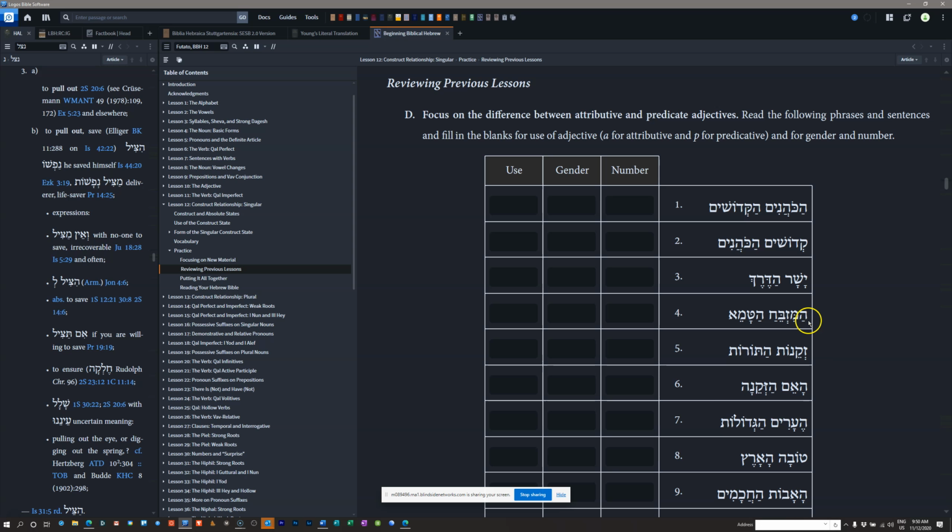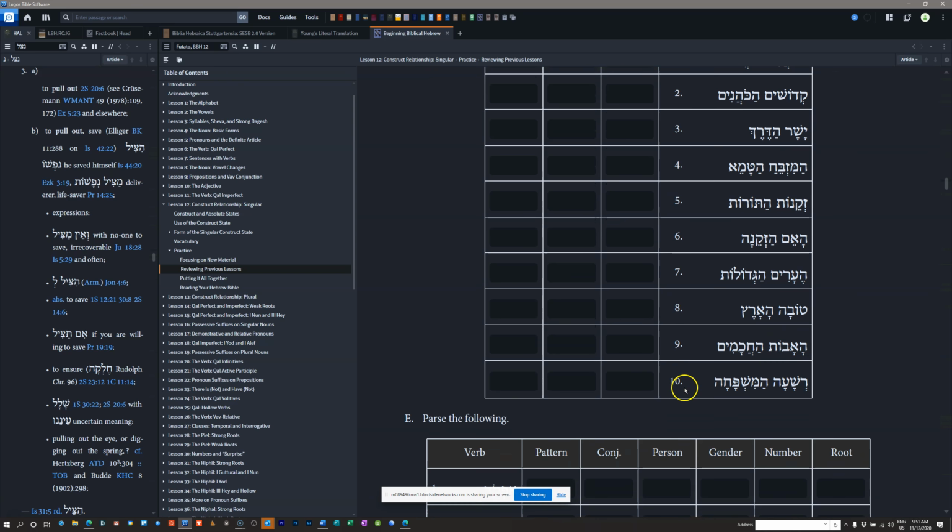Number 4, we've got ha-mizbeach, ha-tameh. Ha-mizbeach, ha-tameh. This is the unclean altar. We've got two definite articles, and the adjective comes after its noun, so this is attributive. Especially for gender and number, I'd look at the adjective, because the adjective never lies. We don't have kametz he, we don't have hirik yod mem, we don't have holam vav tav, so this is going to be masculine singular.